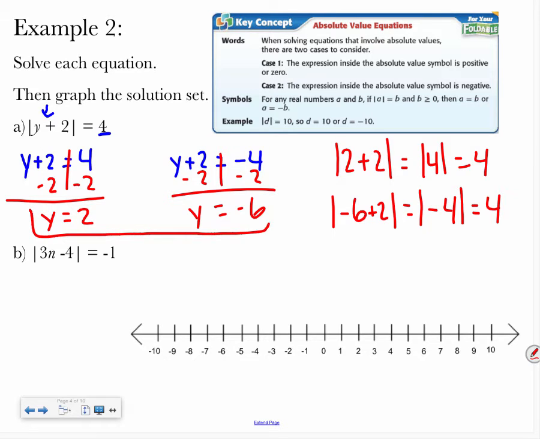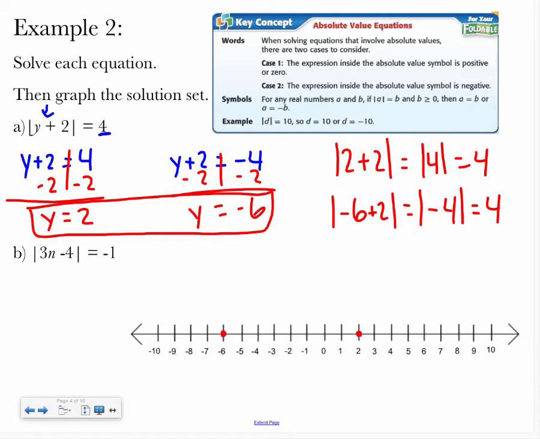And we want to graph these two solutions. It says graph the solution set. In this instance, that means graph those 2 points on a number line. So look for 2, plot a point, and negative 6, put a point. Voila, done. I have graphed the solution set. Okay? Now let's look at b.